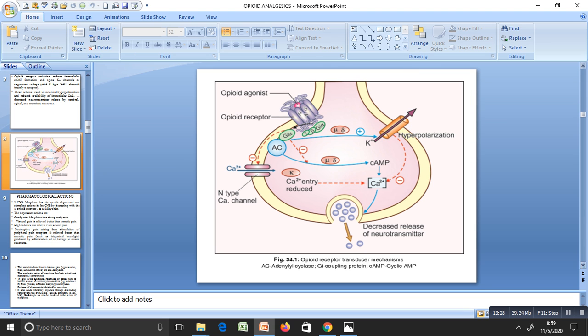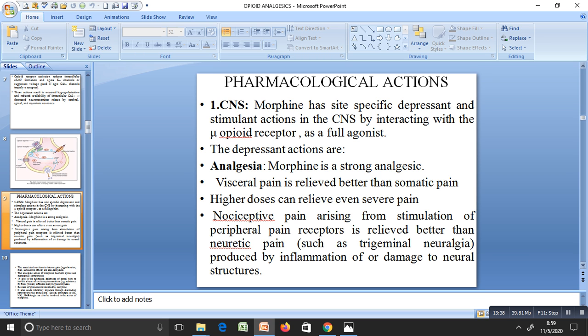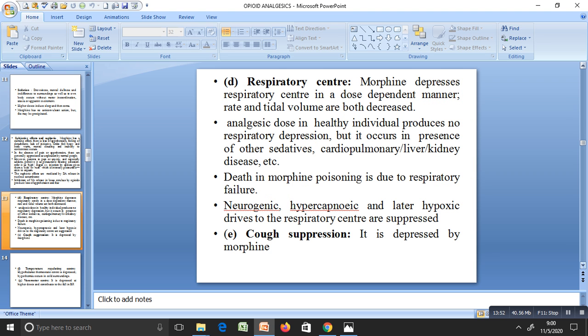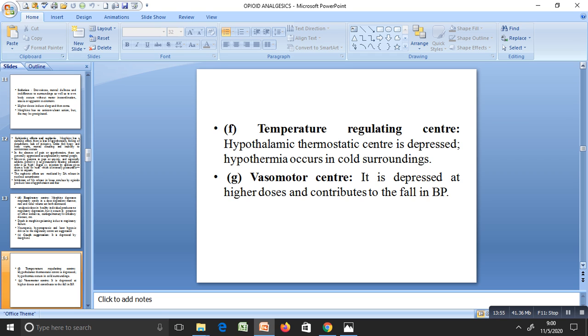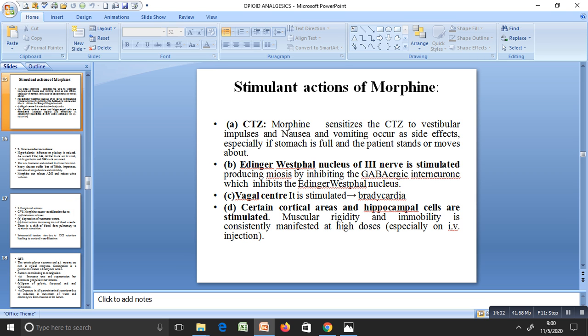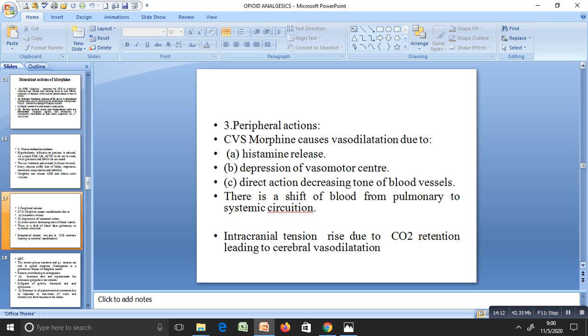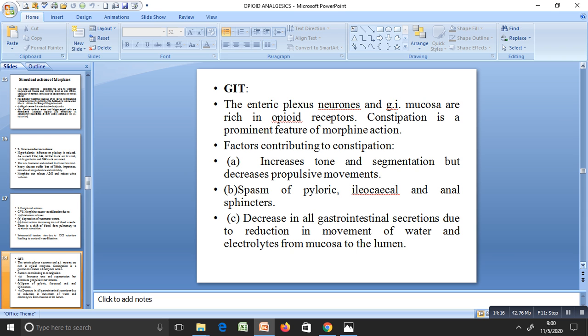Today be thorough with the mechanism, and for the pharmacological action I will be giving an outline. Pharmacological action includes action on the CNS. In the CNS it has depressant action and stimulant action. Depressant actions are analgesia, sedation, subjective effects and euphoria, respiratory center depression, cough suppression, and depression of the temperature regulating center and vasomotor center. Stimulant actions are at the CTZ, Edinger-Westphal nucleus, vagal center, cortical areas, and hippocampal cells. Then it has neuroendocrine effects and peripheral effects like effects on CVS, intracranial tension, GIT, and other smooth muscles. The pharmacological actions we can study in detail in the next class.